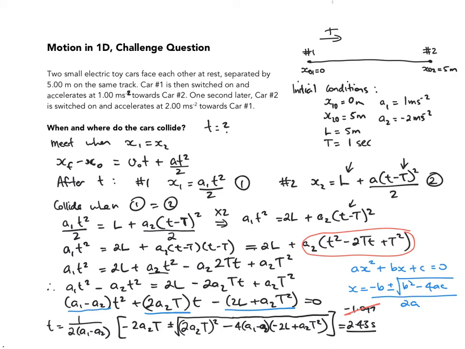So now we can just put this back into equation 1. So back into 1. And equation 1 was x1 equals a1 t squared on 2. So we can put our values in for that. We get 1 times 2.43 squared divided by 2, which is 2.95 meters. So that's our two answers.